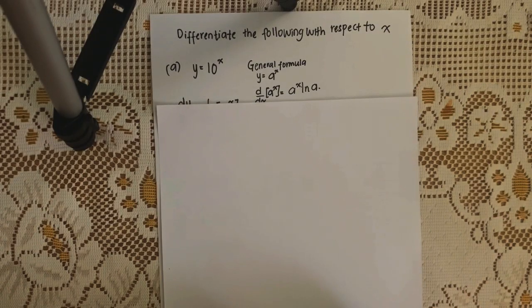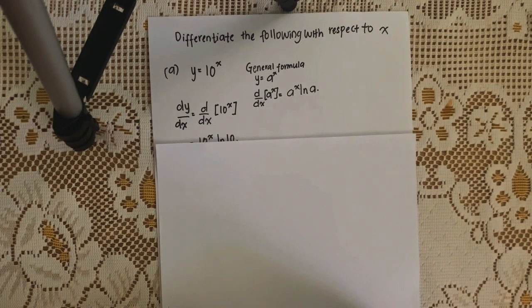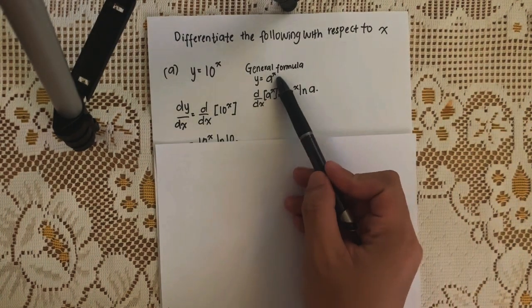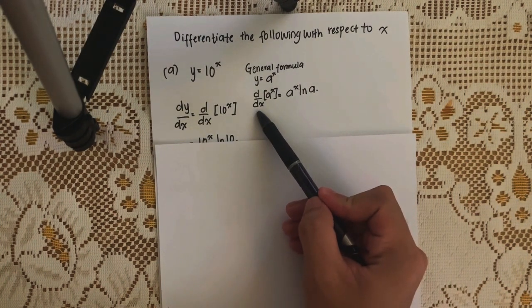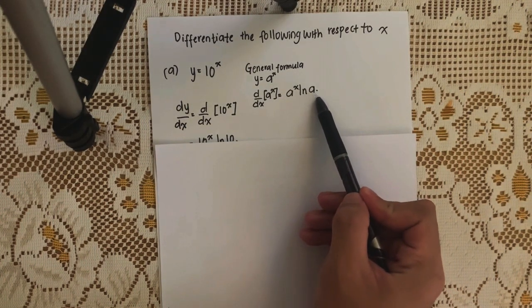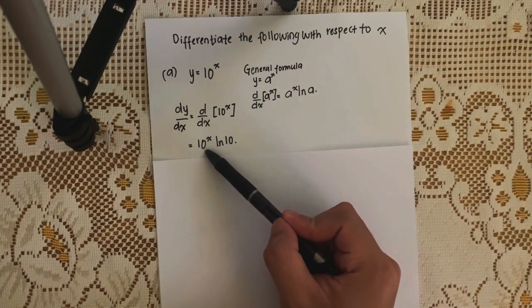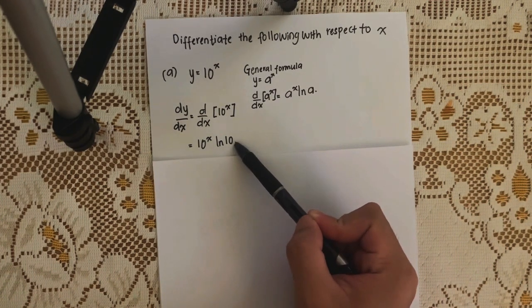So this is the exercise. It needs us to differentiate the following with respect to x, which is y equals 10 power x. As stated in the theorem earlier, when y equals a power x, then if we differentiate it, it becomes a power x natural log of a. So we apply it here, then we will get 10 power x natural log of 10.